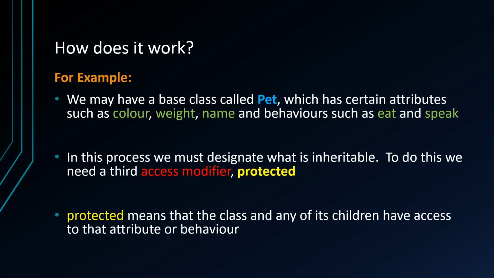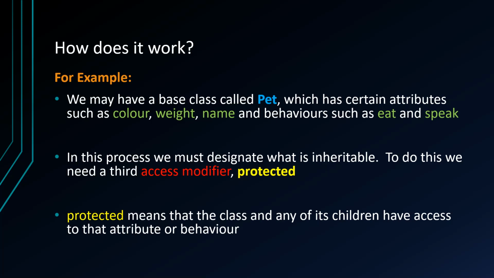So how does it actually work? So for example, we're going to have a base class called pet. This is the example that we're going to be working with today. We're going to have a base class called pet, which has certain attributes such as color, weight, and name, and behaviors such as eat and speak. These are things that all pets do and have. They all have a color, they all have a weight, they all have a name. They can all eat and they can all speak.